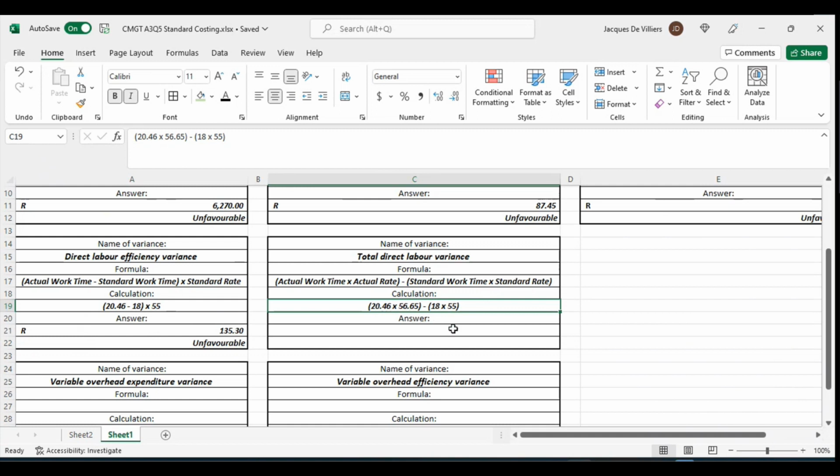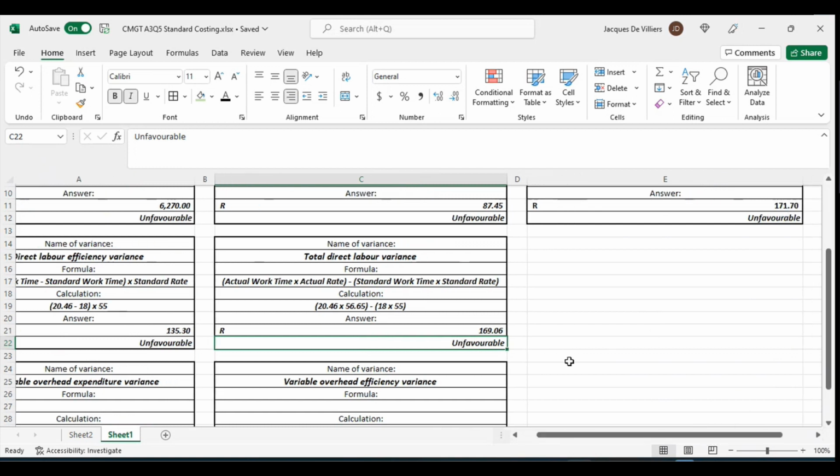So once again, we can see that our answer is going to be positive. What is it saying to us again? We are spending 169 Rand more on labor per unit than we planned. And once again, that is unfavorable.